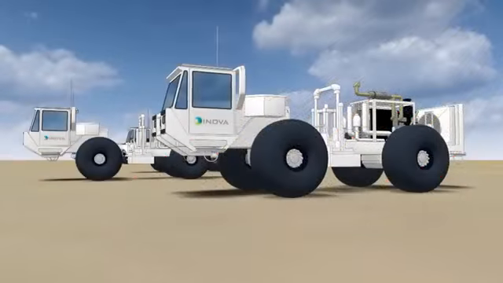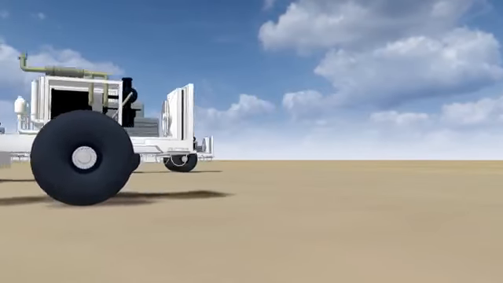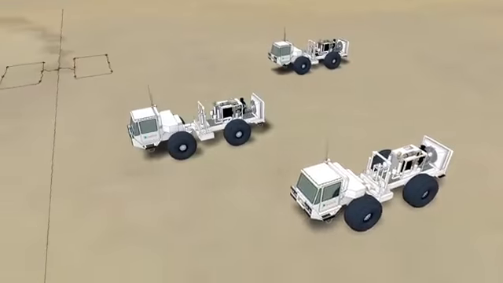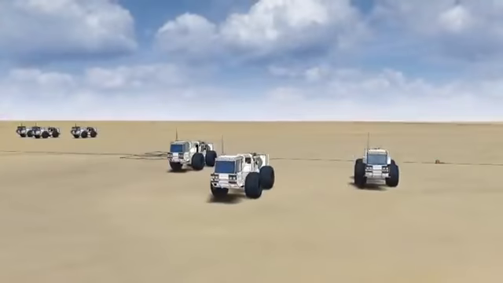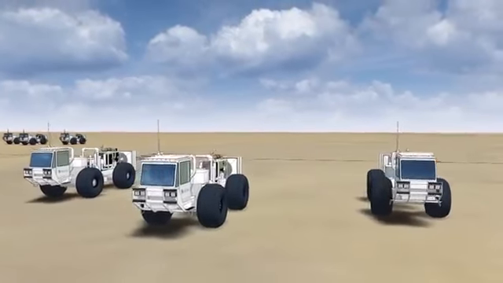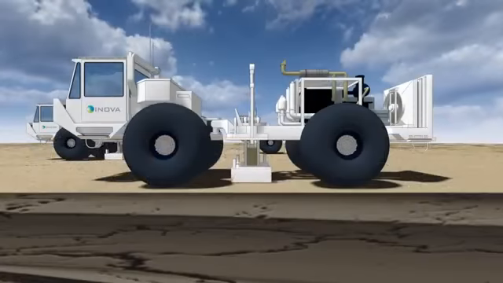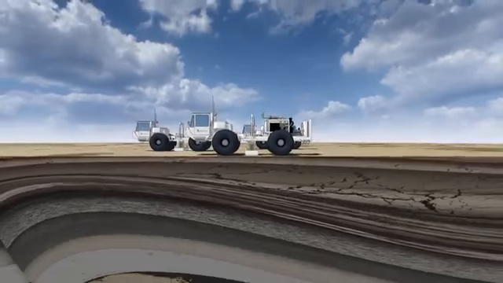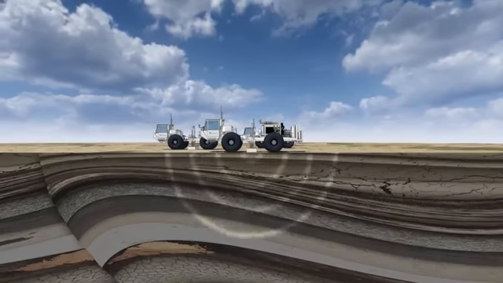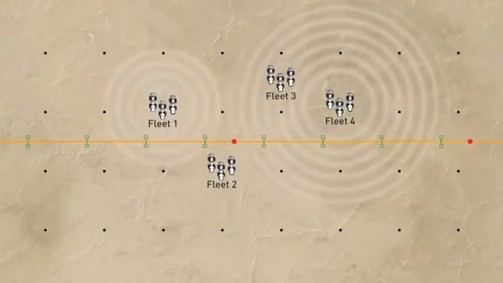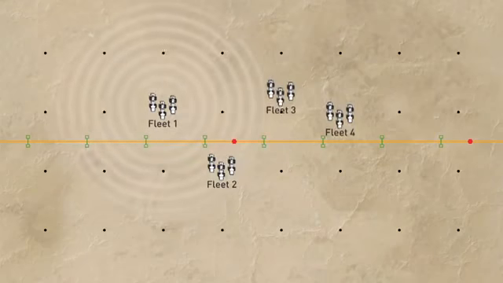This section of the spread shows the 4 vibe fleets moving from source point to source point. The slip sweep technique is based on the idea that a fleet can start shaking before the data acquisition from the previous sweep is finished. The sweep generated by one of the fleets can be seen as waves propagating through the Earth.